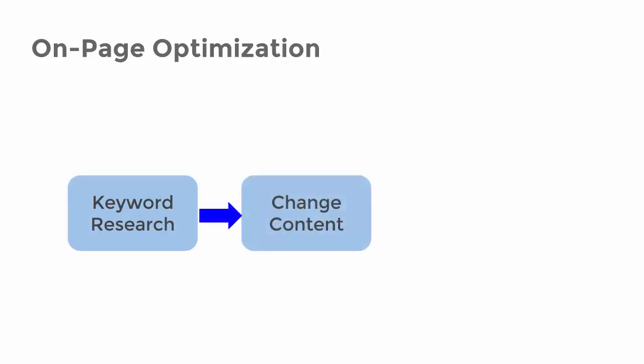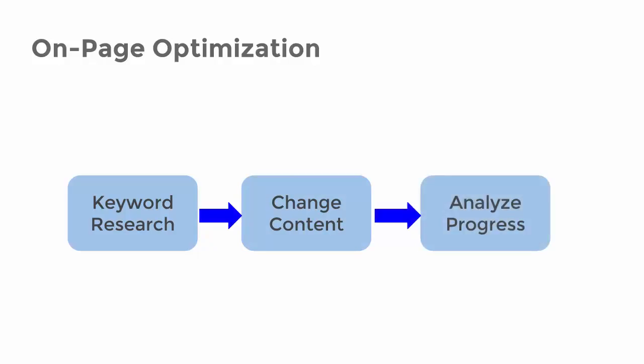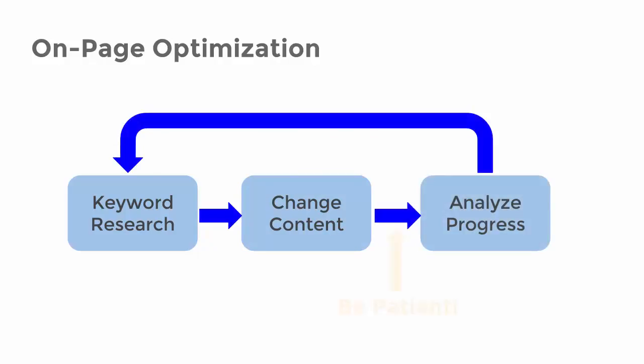How does on-page optimization work? It's a simple formula. First, you research suitable keywords for your web pages. Then you change the content respectively. After a while, you analyze the progress. And then you start over. Maybe the most important thing is to stay patient.